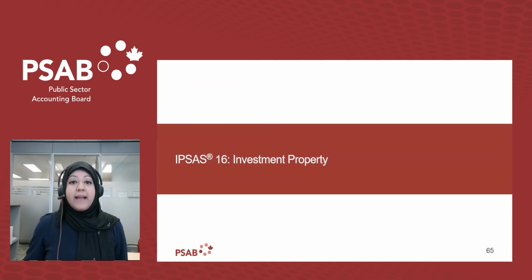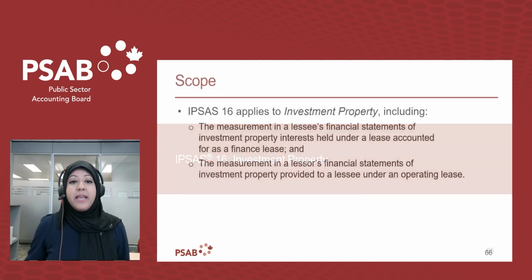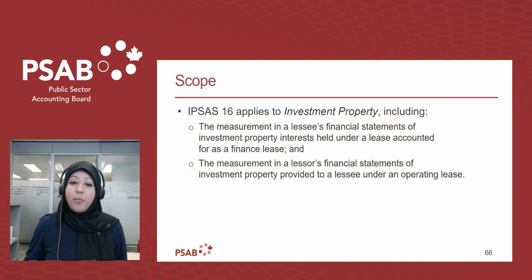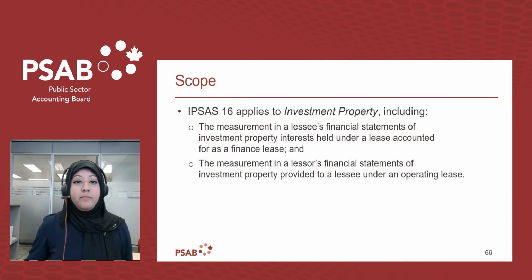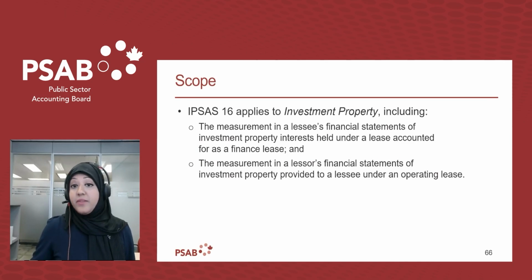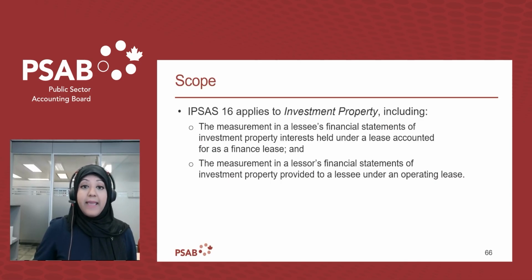Next, we will look at IPSAS 16, investment property. Let's begin by looking at the scope of IPSAS 16. IPSAS 16 applies to investment property, including the measurement in a lessee's financial statements of investment property interests held under a lease accounted for as a finance lease, and the measurement in a lessor's financial statements of investment property provided by a lessee under an operating lease.